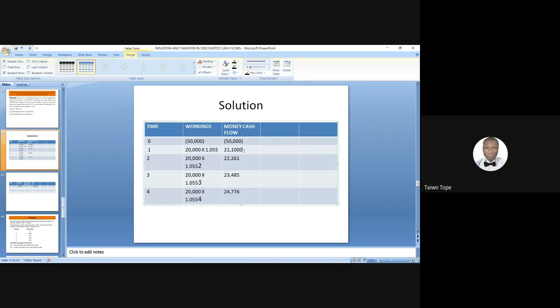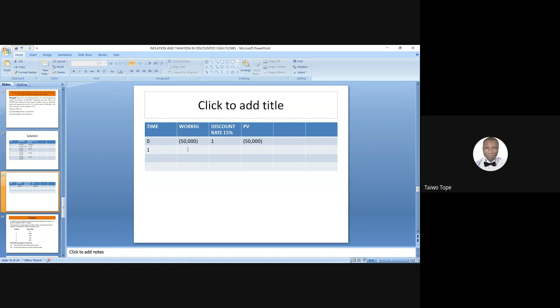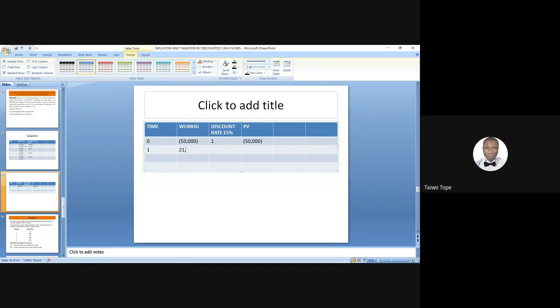It's 21,100. The discount rate will be what? When you discount 15% based on year 1, you should have 0.870. Then the result will be what? 0.870 multiplied by 21,100 should have 18,357. And in year 2, as computed, the value will be what here?